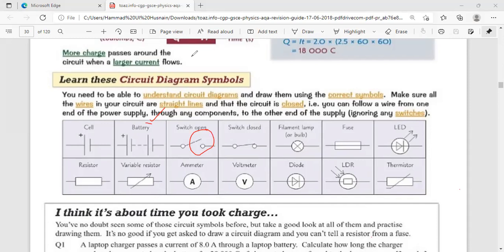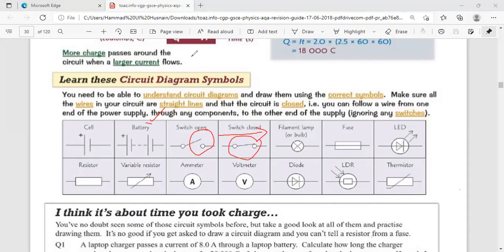Okay. And when the switch is closed like this, the current will have a complete path and it will flow through the circuit, and the lamp or the electric bulb or electric light will be turned on, right?